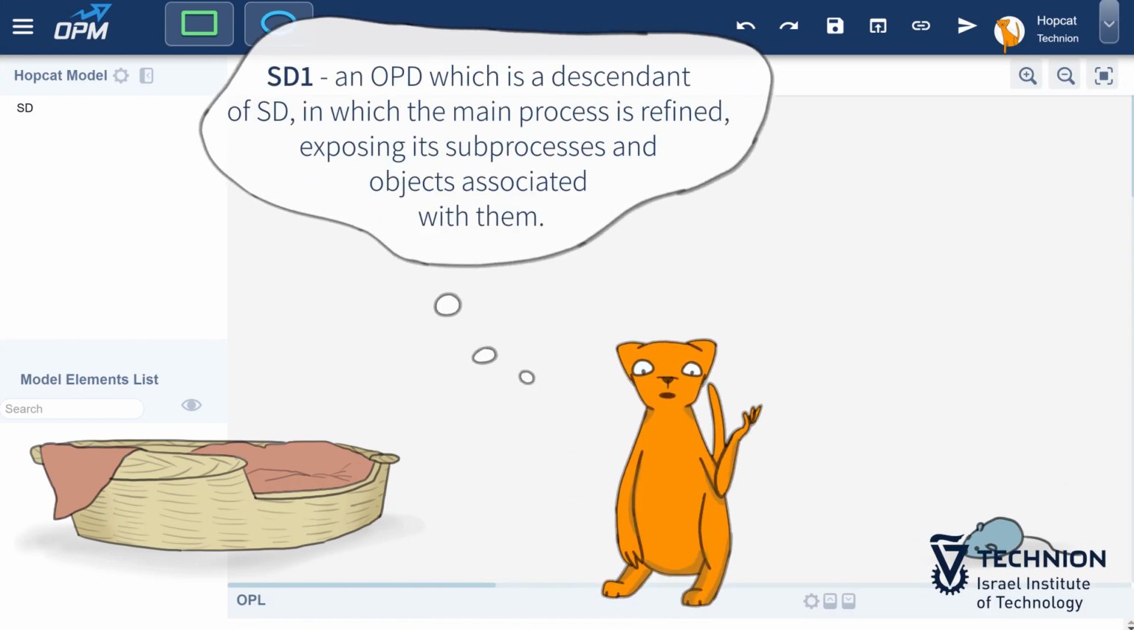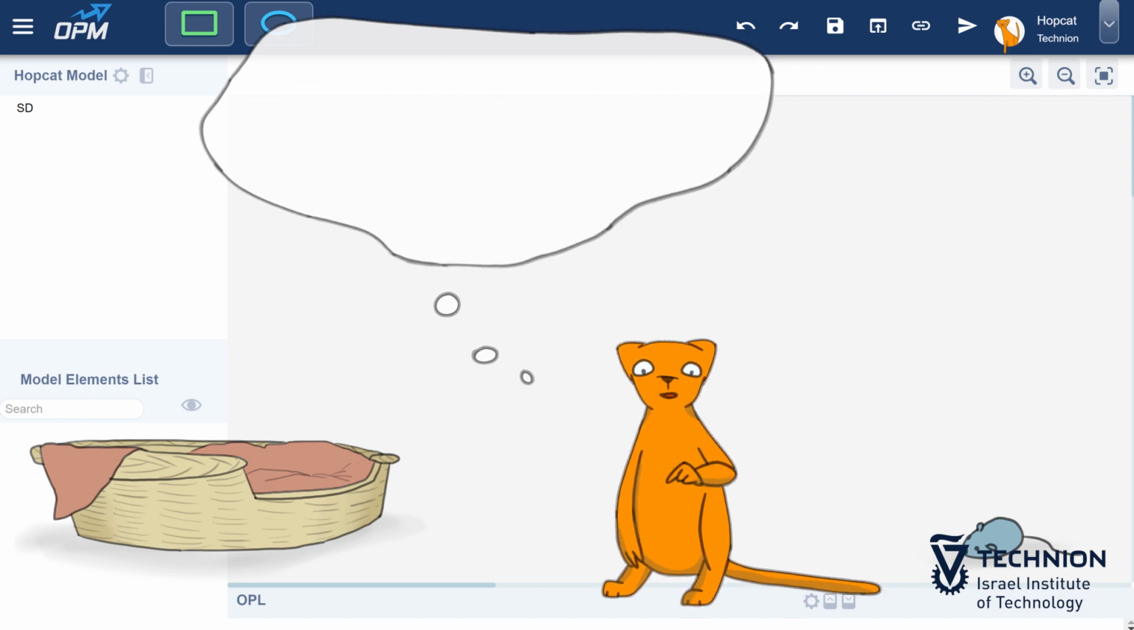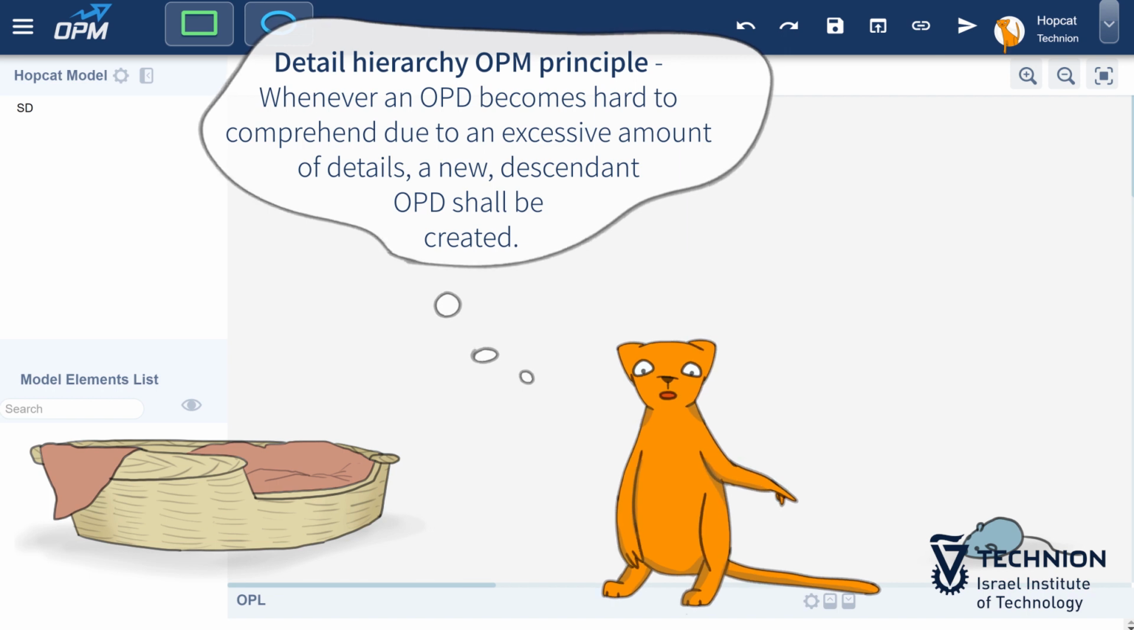SD1: an OPD which is a descendant of SD, in which the main process is refined, exposing its subprocesses and objects associated with them. Detail hierarchy OPM principle: whenever an OPD becomes hard to comprehend due to an excessive amount of details, a new descendant OPD shall be created.